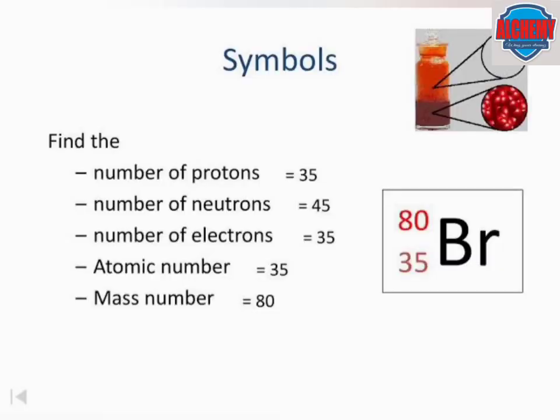We will now find the number of protons, neutrons and electrons in some elements. The first element is bromine. Here we can see that the mass number is 80 and the atomic number is 35. Atomic number 35 means the number of protons is equal to 35, which means that the number of electrons is also equal to 35. Now the number of neutrons is given by mass number minus atomic number, that is 80 minus 35, and the answer is 45.